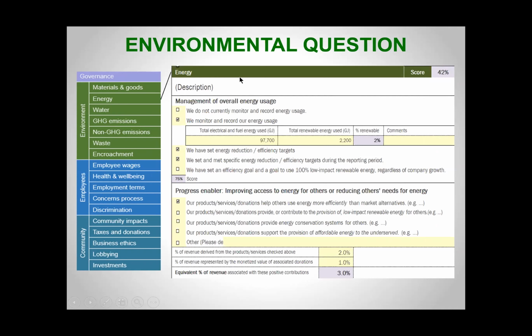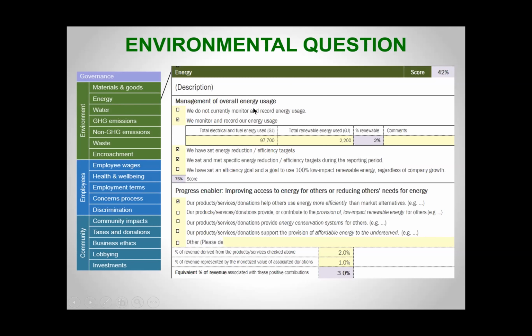And then there are two parts to this, two questions. One is, how are they doing on managing their energy usage? And how are they doing on helping others improve their management of energy or reducing their need for energy in the first place? So that's the positive stuff. This is reducing their negative impacts. So they have a choice here of, and it's always the same 5 things.